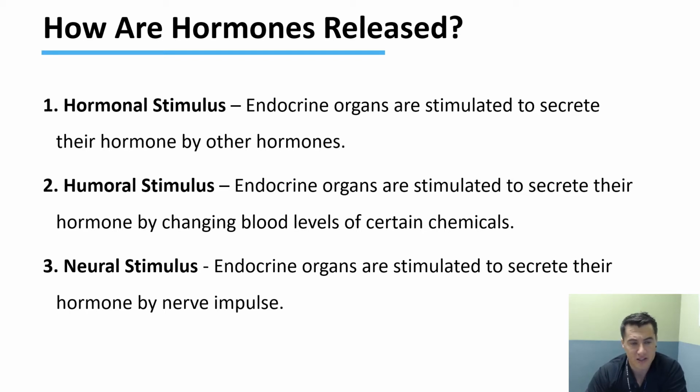A neural stimulus is another way. So endocrine glands can be stimulated to secrete their hormone via a nerve impulse or an action potential. So we've got hormones triggering hormones, we've got changes in the condition of blood triggering hormone release, and then we've got a neural stimulus.